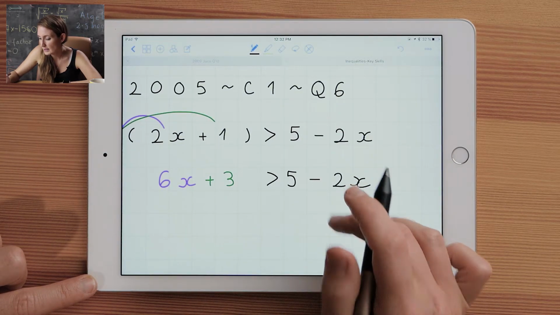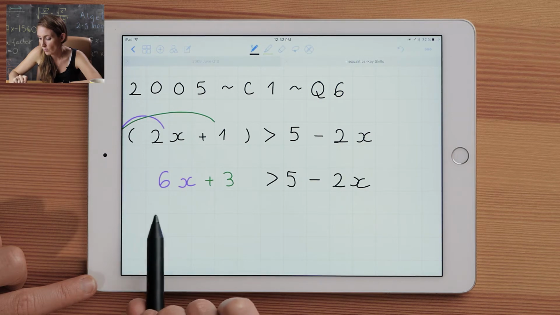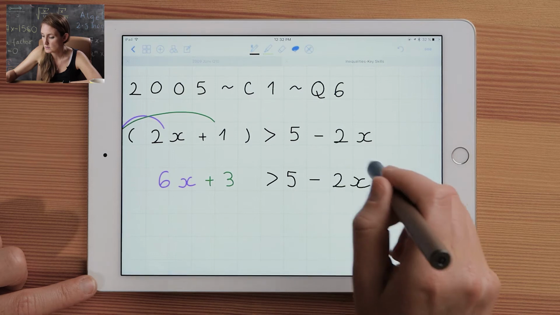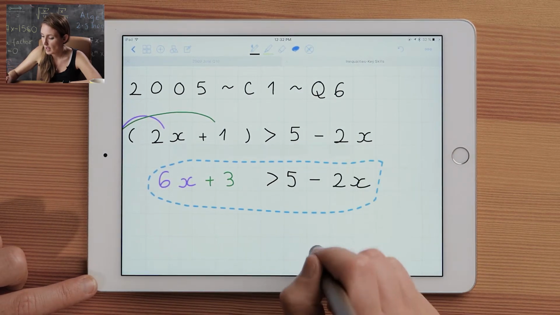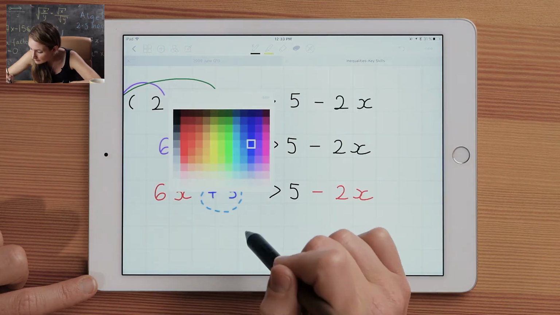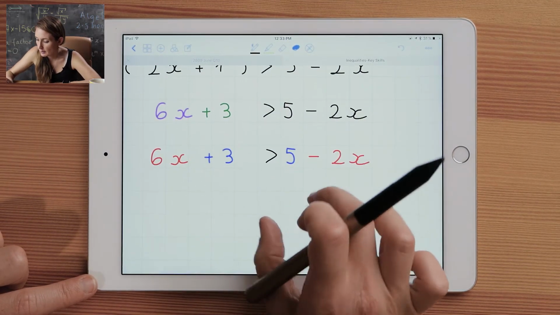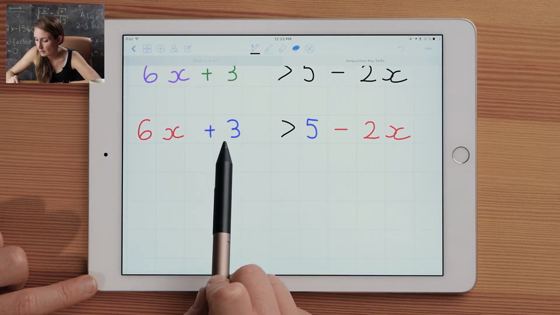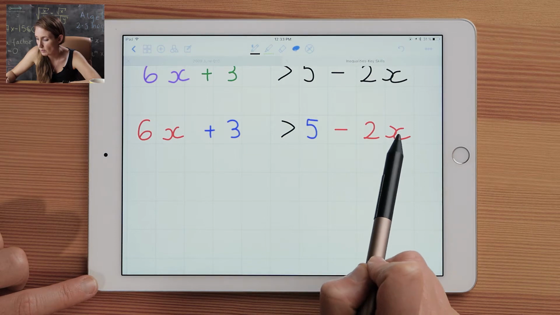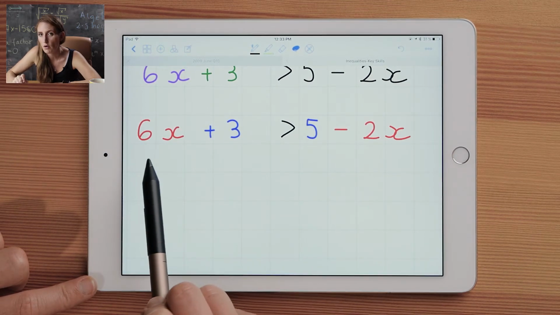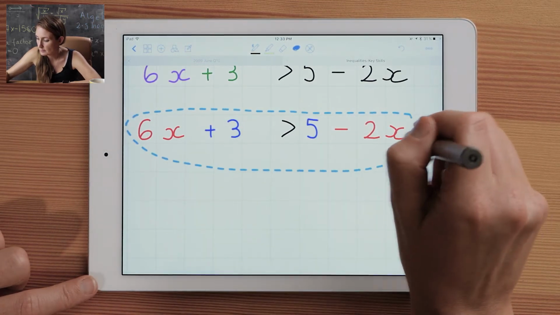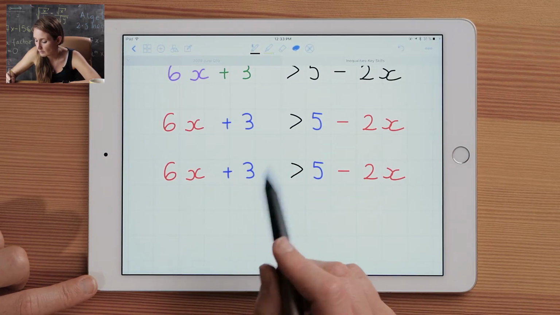Now, with linear inequalities, what you want to do is have all of the x's on one side and all of the numbers on a different side. So, we need to add together all of our like terms. In our example, the like terms are going to be 3 and 5, and 6x and minus 2x. So all of the x's should be together on one side and all of the numbers should be together on another side. So let's do a little bit of rearranging.